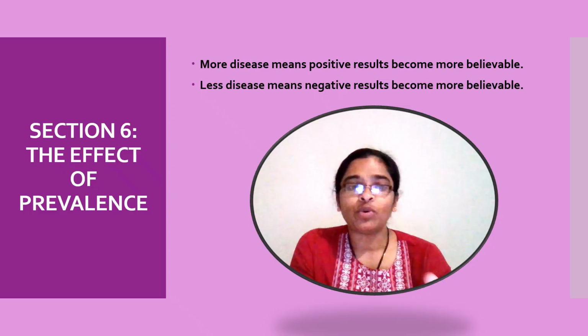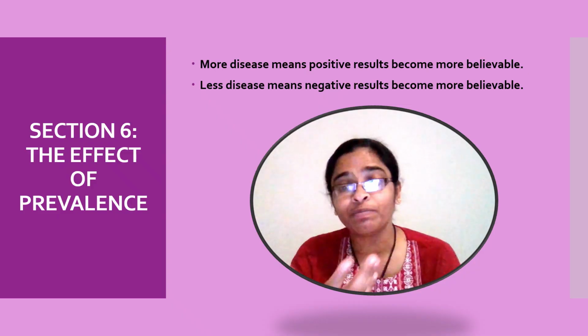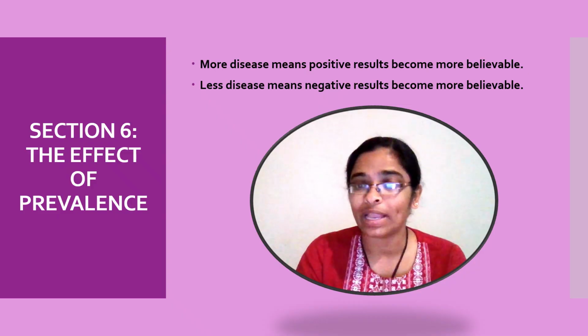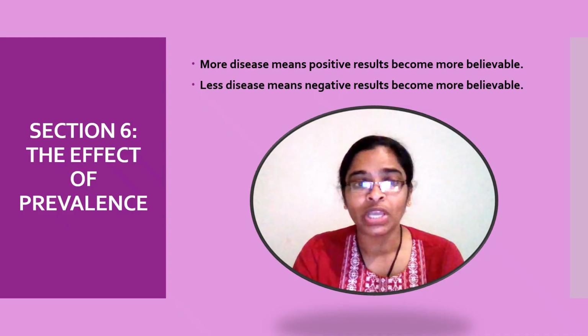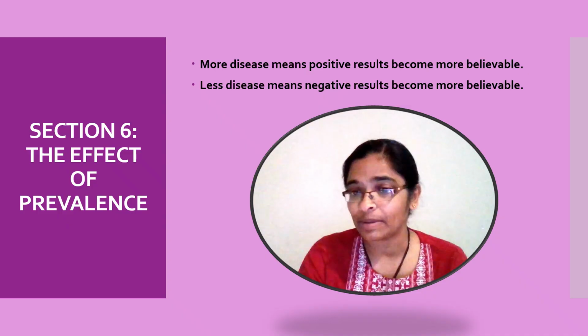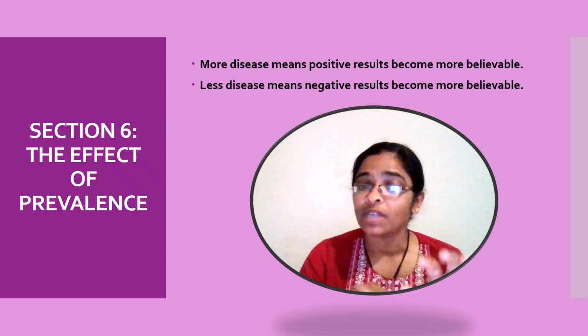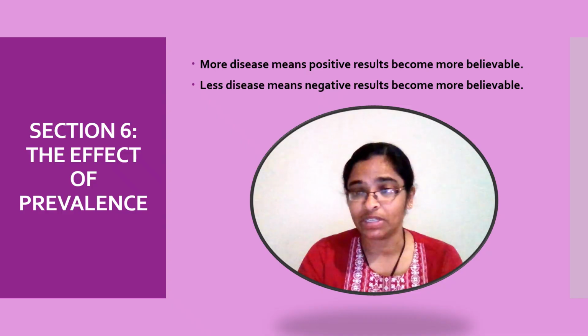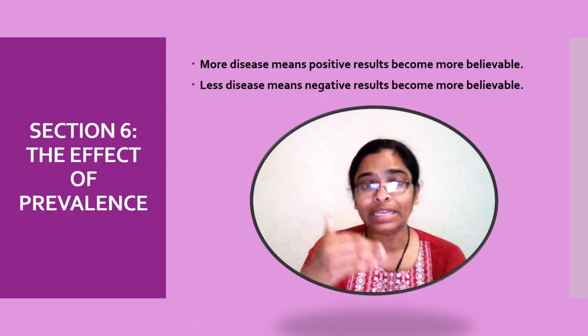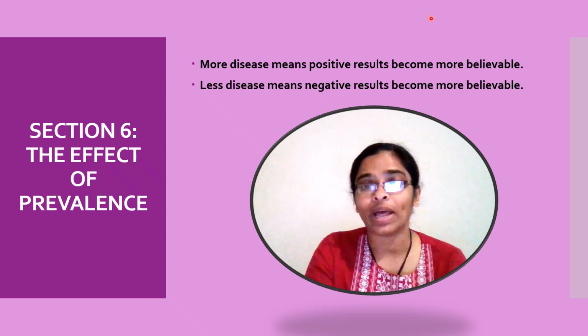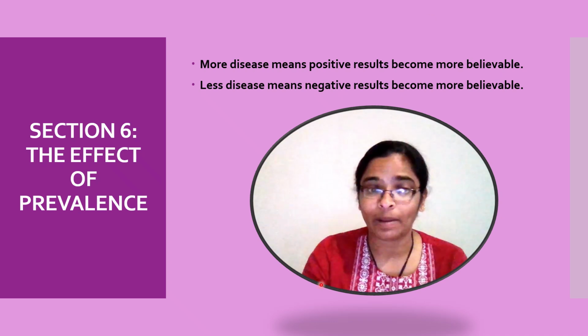Now, it is important that we understand the effect of prevalence on positive predictive value and negative predictive value. This is one of the most important examination points. Positive and negative predictive values are affected by the disease prevalence. So when prevalence increases, positive predictive value increases as well.